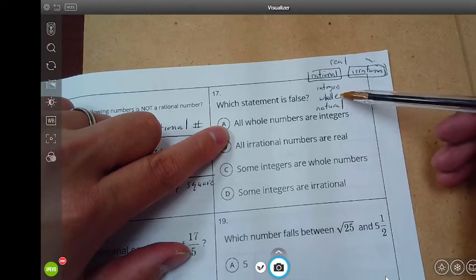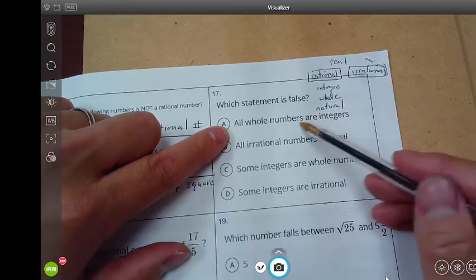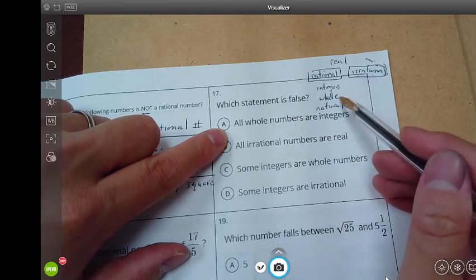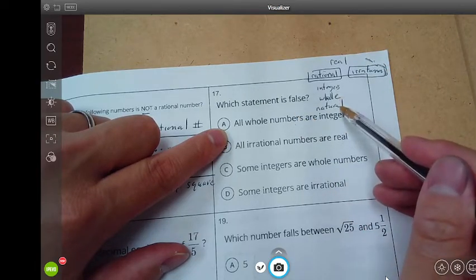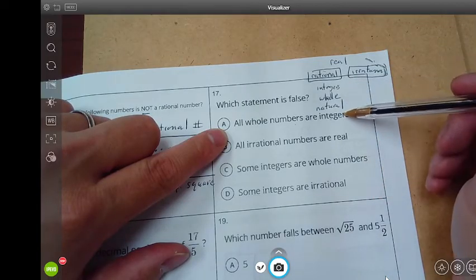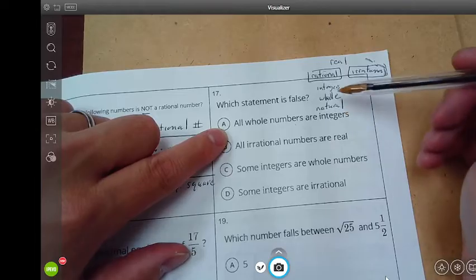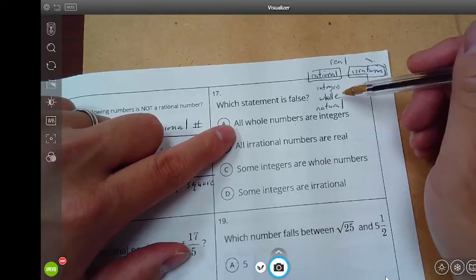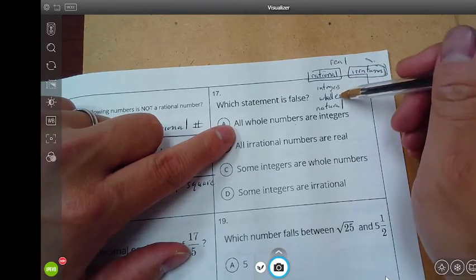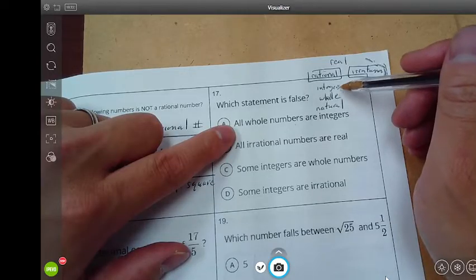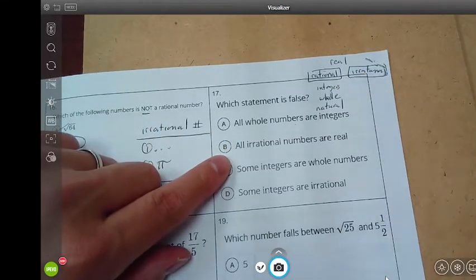Actually, you know what? This one would be true also. This one is false. All whole numbers are integers. Oh, actually, no, it's not, because whole numbers have 0 in them. Natural numbers do not. Okay, so 0 is a whole number, and it's not an... oh, we're talking about whole numbers and integers. Sorry, I'm looking at natural numbers. All right, all whole numbers are integers. That is true, okay? So you got your whole numbers, your counting numbers, 1, 2, 3, 4, 5. All of those are also integers. All right, so back on track.